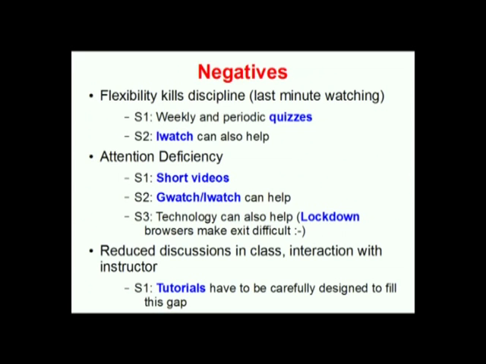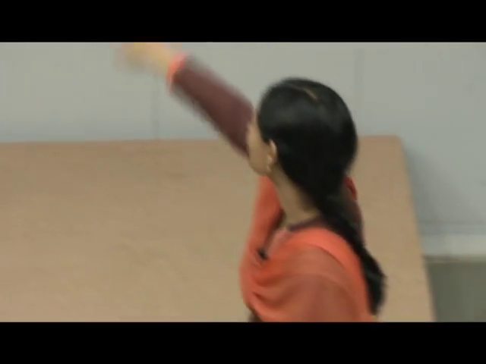Okay, this generation again has attention deficiency. It's called the cell phone generation. So to address this, short videos I think are important. Again, group watching or even an instructor watching can help. You can even design technology where you can ensure that they watch. You basically lock down the browser, make it very difficult to exit. You cannot exit until you watch, or until they reboot the machine or some such thing, then they are just forced to. But I put a smiley there. It's not really a solution because I know no one will like it, but if you want it, I can provide the technology for that.